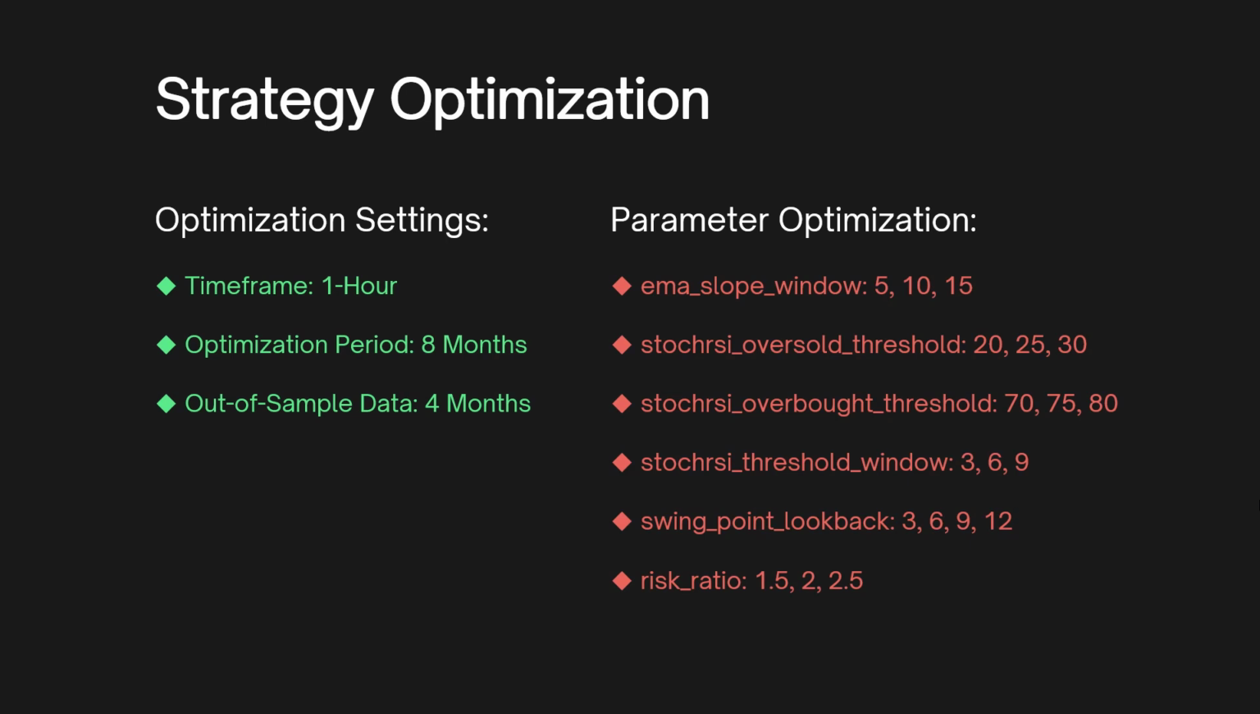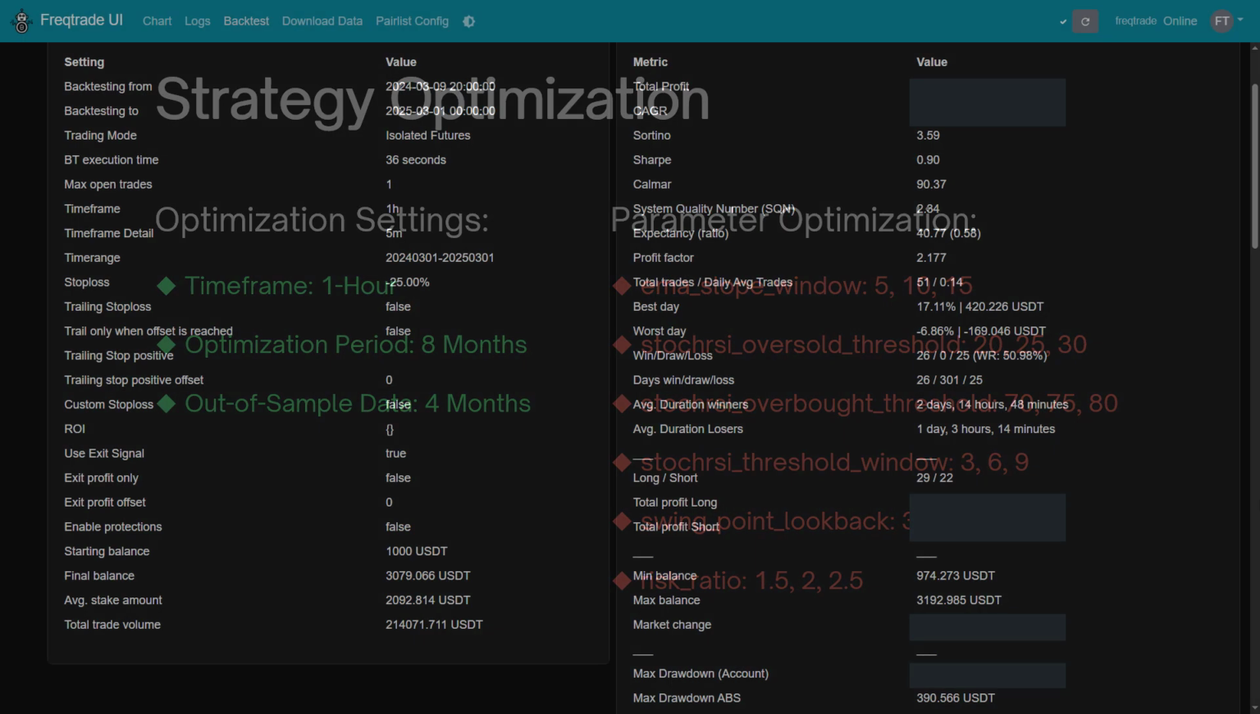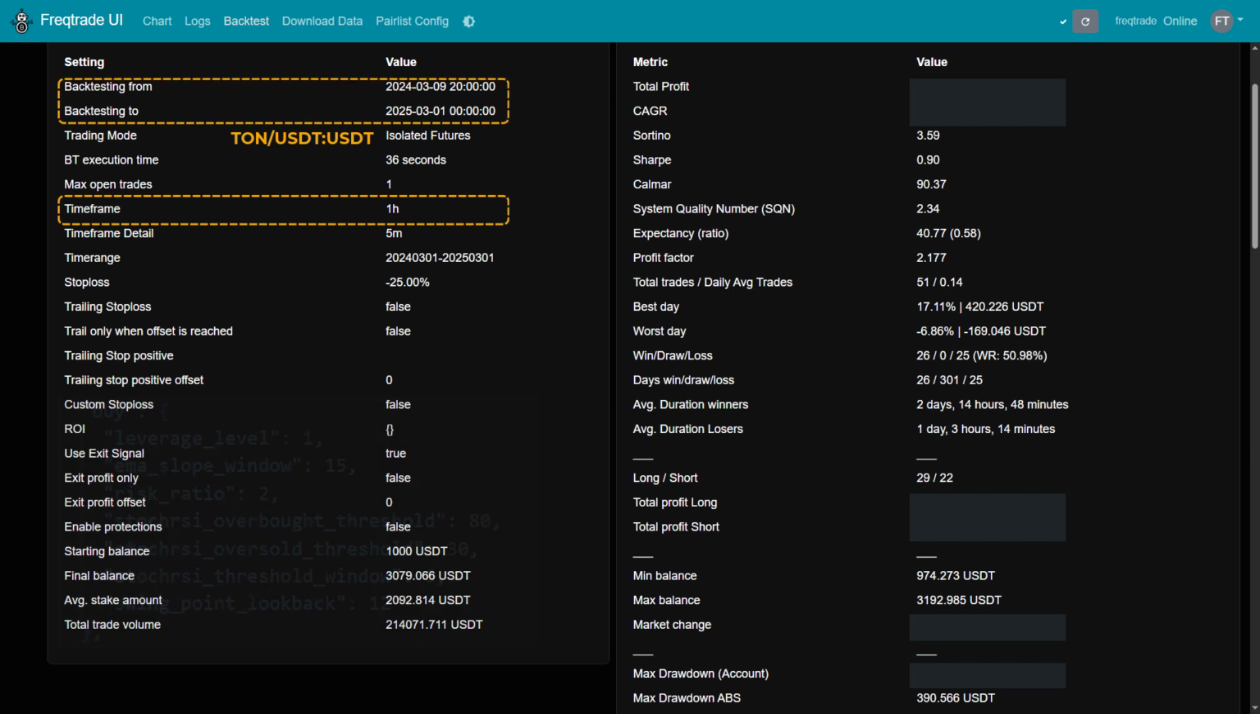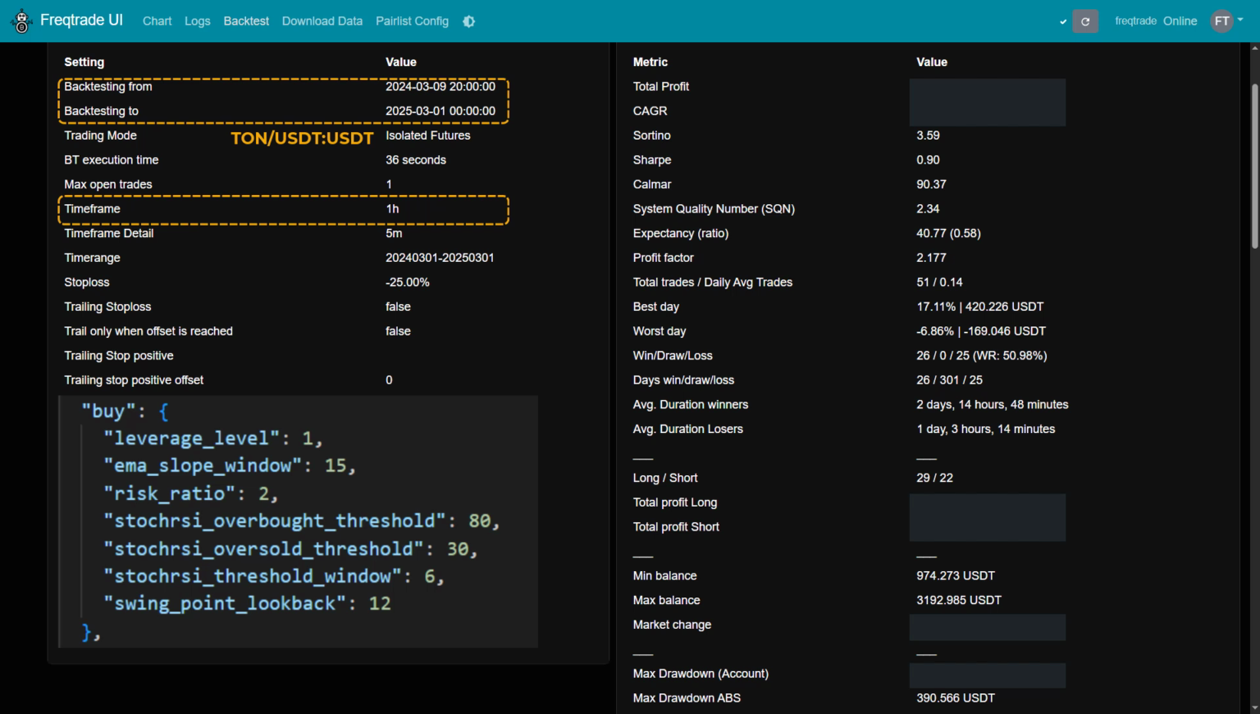We'll use Freqtrade's HyperOpt tool to find the best settings, aiming for higher profit and lower drawdown. Once optimized, we'll run a backtest to see how the strategy performs with the final parameters. All right, let's take a closer look at the backtesting results. We ran the backtest on TON perpetual futures using a 1-hour time frame over the past 1 year, using the optimized settings. Now, let's break down the results.